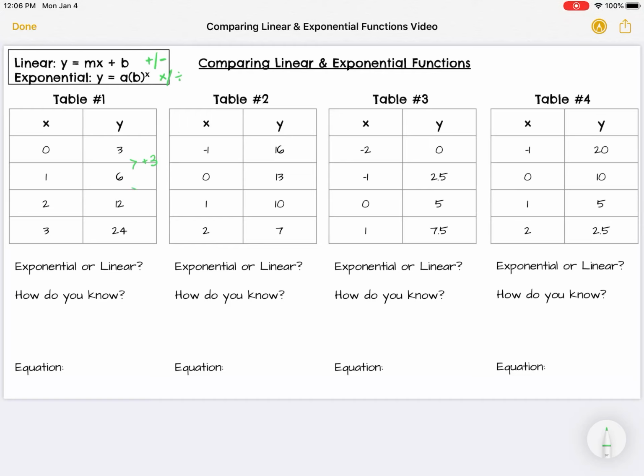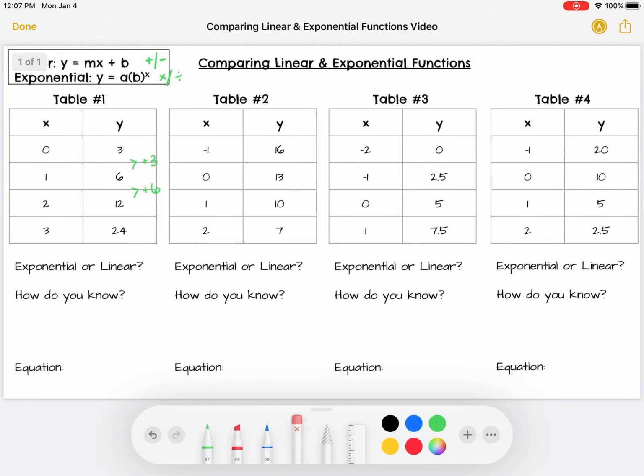So to go from 6 to 12, I would have to add 6. So I can already tell that adding cannot be the pattern because it's adding by 3 between the first two numbers and adding by 6 between the next two. So that means it's not a pattern. So it can't be linear. It's not adding. It's obviously not subtracting because then the numbers would be getting smaller.